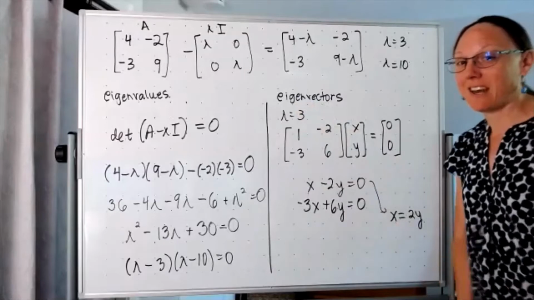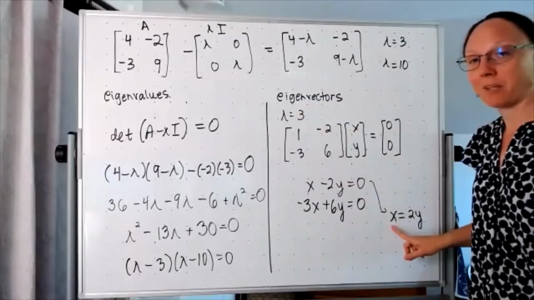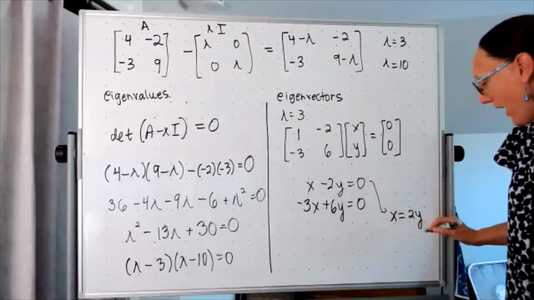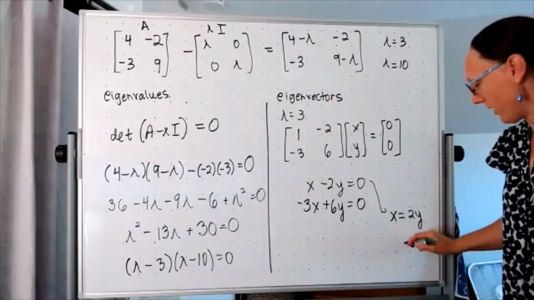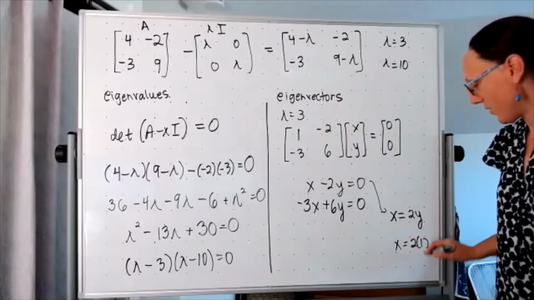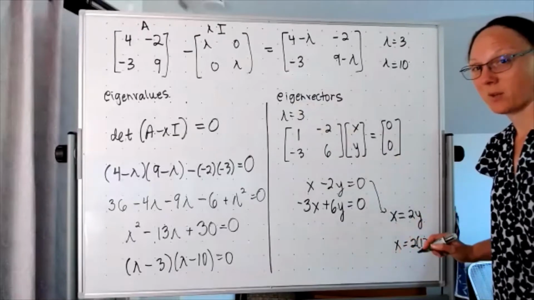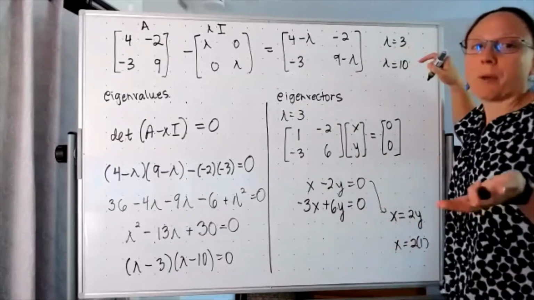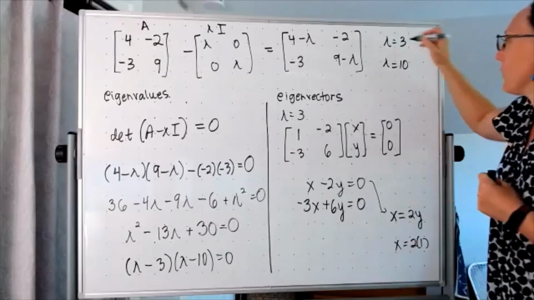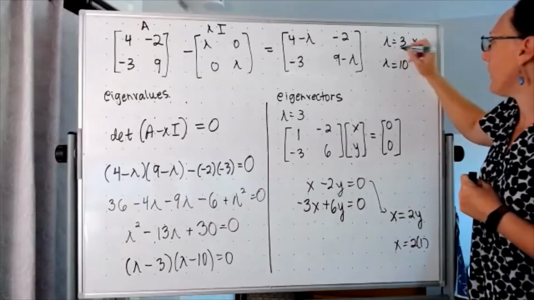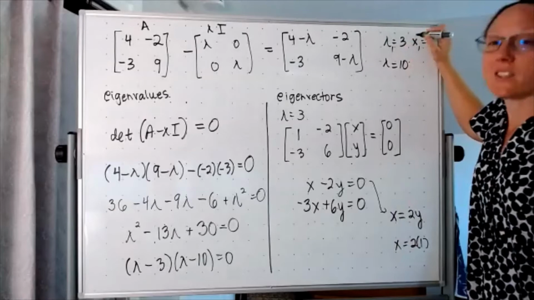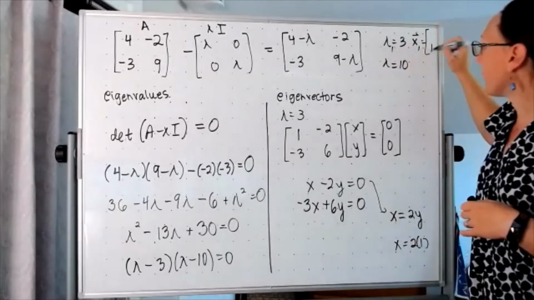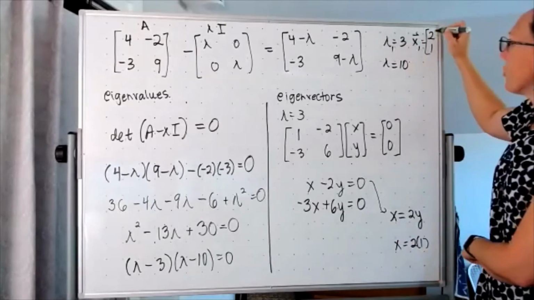So this time, instead of plugging in 1 for x, I'm going to choose to plug in 1 for y. So if I plug in 1 for y, this looks like 2 times 1 is equal to x. So y equals 1, x equals 2. That means that one possible eigenvector associated with my lambda of 3 would be, I'll give these subscripts of 1. It's arbitrary, it just means that's the one I found first. I plugged in 1 for y, I got 2 for x.